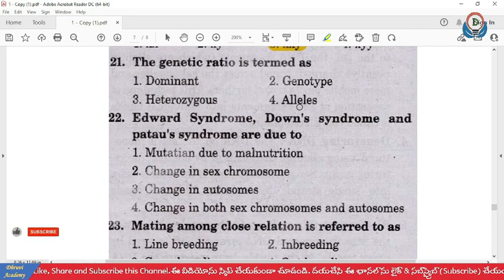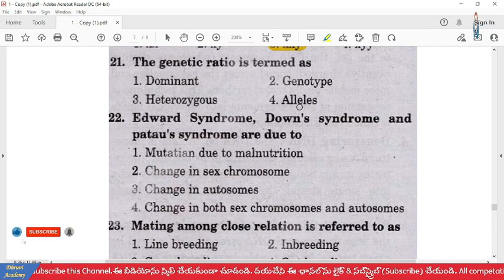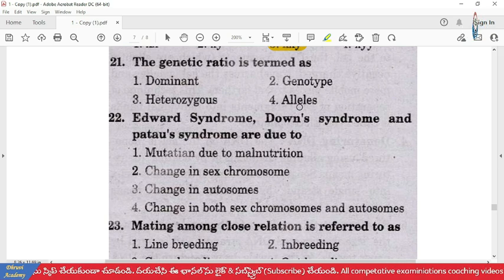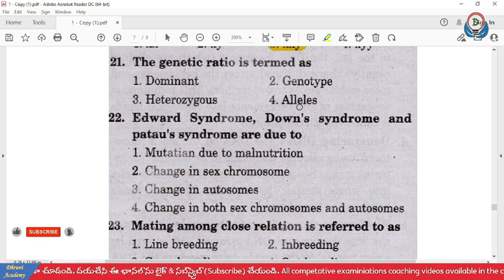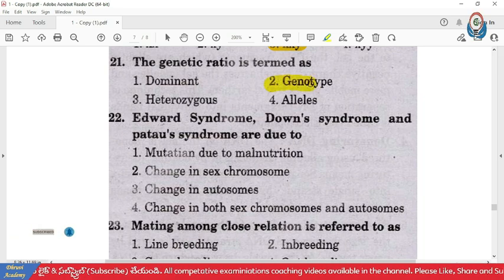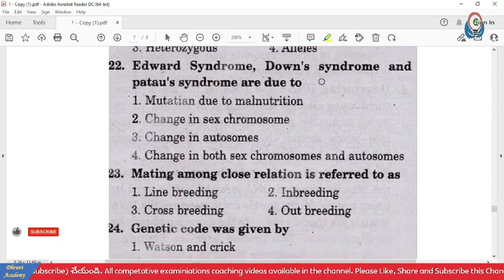The genetic ratio is termed as: is it a dominant, second one genotype, third one heterozygous, or the fourth one allele? Which is the correct answer? The genetic ratio is termed as genotype.